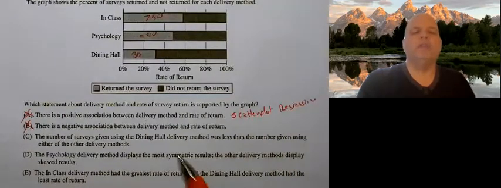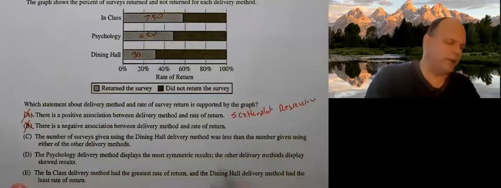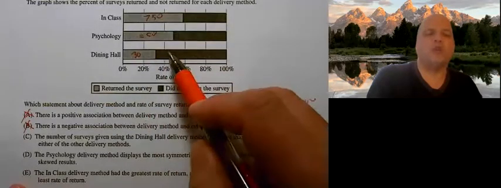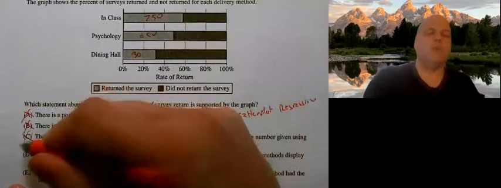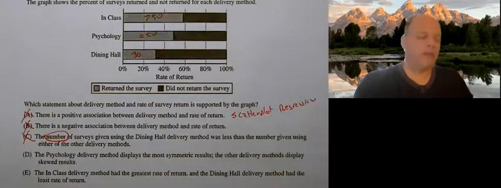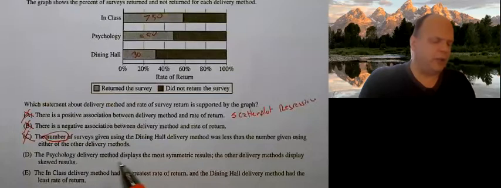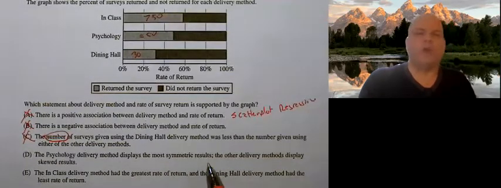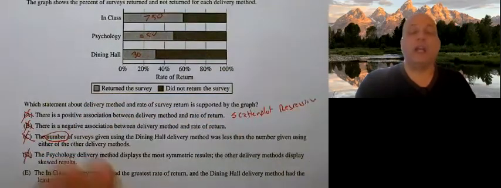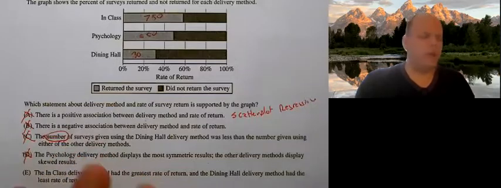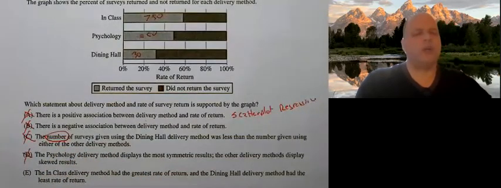The number of surveys used in the dining hall method was less than the number used in either of the delivery methods. They didn't tell us anything about the number. We know the proportion, we know the percentages, but we don't know actual numbers. We can't make those comments. The psychology delivery method displays the most symmetric results. This is not the type of graph that symmetry makes sense. All right, this is not a histogram. If it were a histogram, we could do that, but with a segmented bar chart, we can't do that.